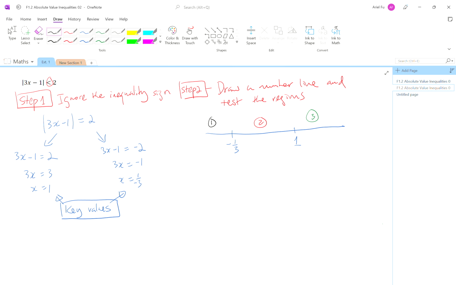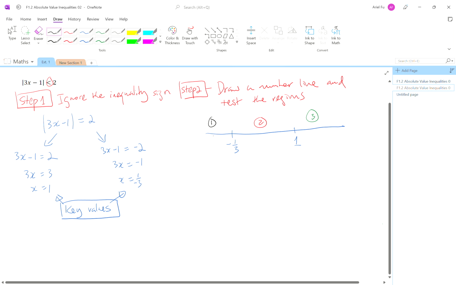I'm going to pick a value in each of these regions. It doesn't really matter which, but let's pick easier values: negative 1, 0, and 2. You could have chosen negative 10 for region 1 if you want to, but it doesn't really matter which one you choose. To test it, for region 1, if I chose negative 1 as my x value, I'm going to substitute that back into the original inequality. So x equals negative 1. That's the value I'm testing.